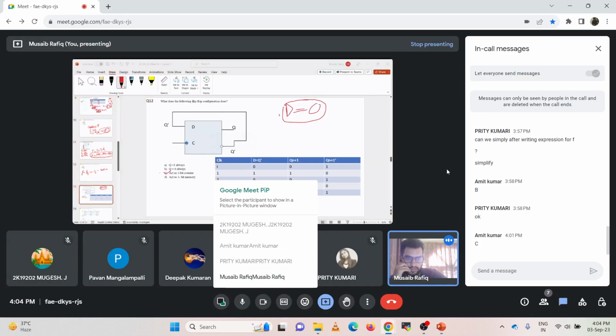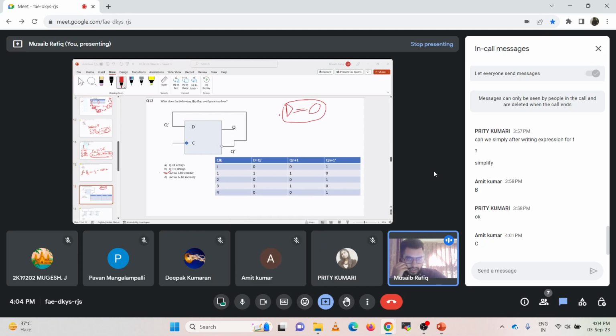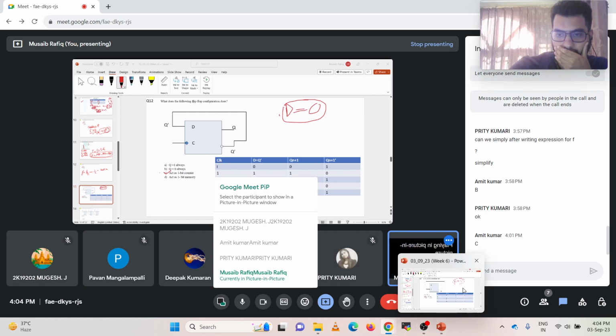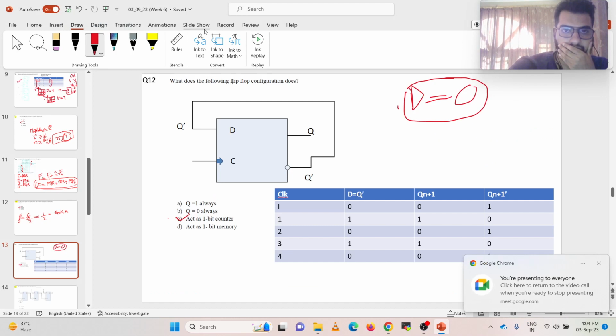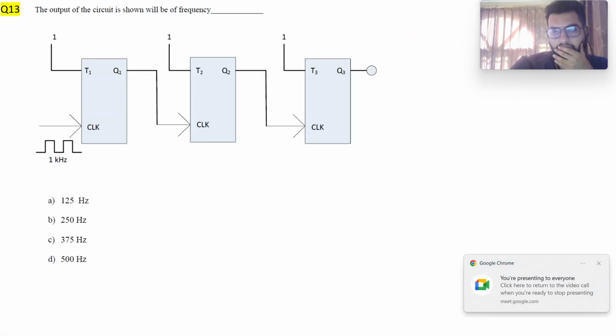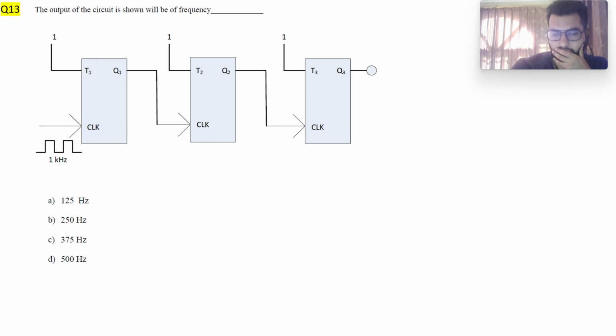So one of the students has given the correct answer. That's nice. Now, this was question number 12. Now we have question number 13 to discuss. I would like you guys to do it first, and then I'll show the solution.